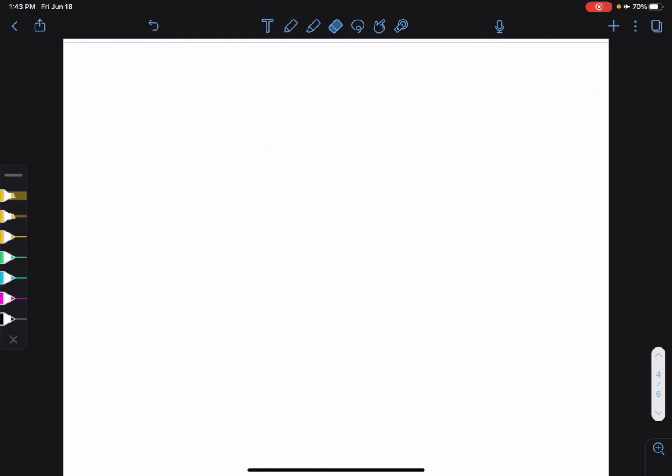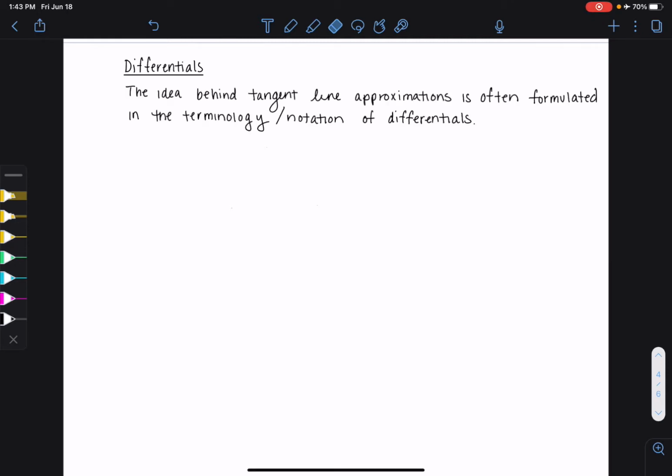So now comes our next topic of differentials. And so the idea behind these tangent line approximations is often formulated in the terminology or notation of differentials. So it's a similar process, just new notation now to build that.